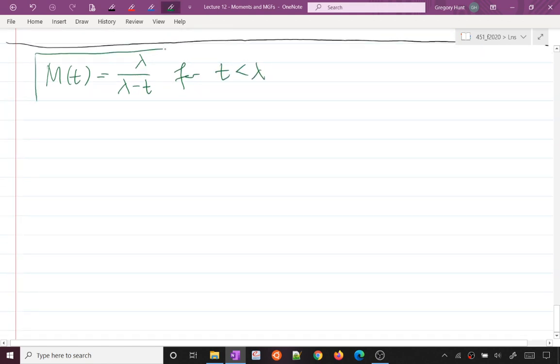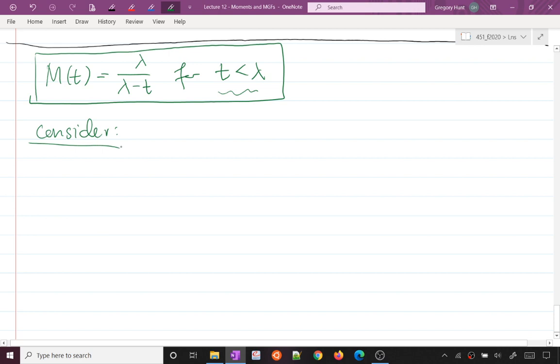Okay. And this is a real valued function. In this case, it's a differentiable function on my interval. As long as t is less than lambda, I can take the derivative in that case. So let's consider taking the derivative of this function.